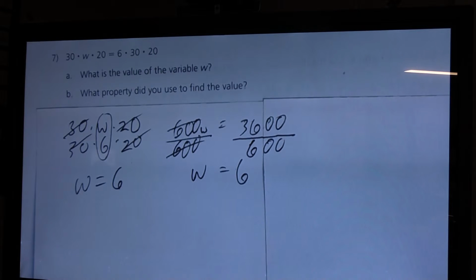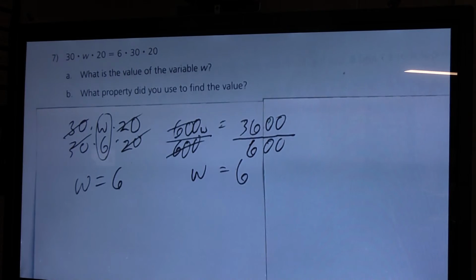All right, how many of you got number 7 done correctly? You realize that W equals 6, and this was a good problem to use the commutative property. I see a lot of hands up. That's great. Okay, how many of you understand it now? Okay, I see some hands up that understand it better now. How many of you thought about trying the inverse property to check and see if you did it right? Nobody? So you didn't have to?